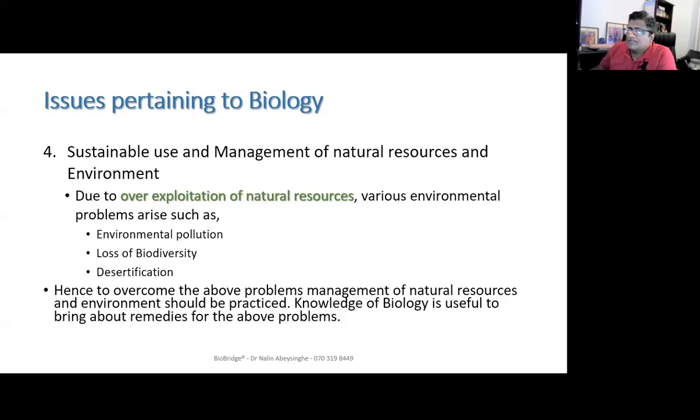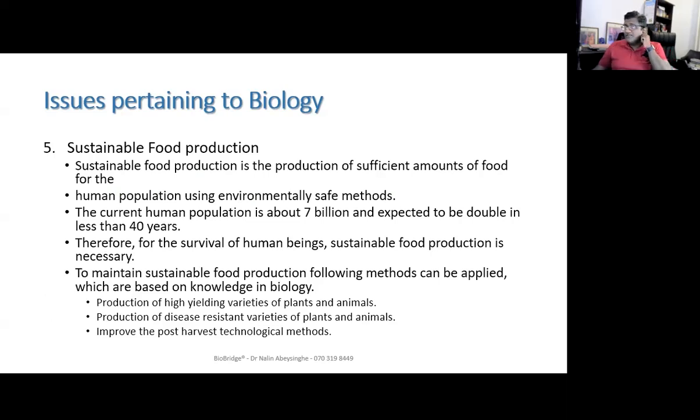Then, sustainable food production. This is very important, right? Because we all depend on food. It's a sufficient amount of food for the human population using environmentally safe methods. So the methods used to produce food should be environmentally safe as well. It should be sustainable. Sustainable means it should be there forever. It is not like, sorry, this year you have enough food stocks, next year you don't.